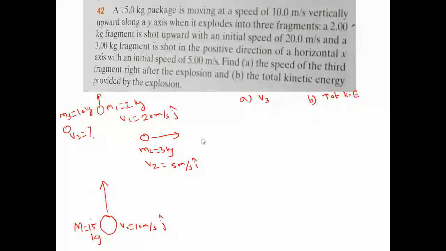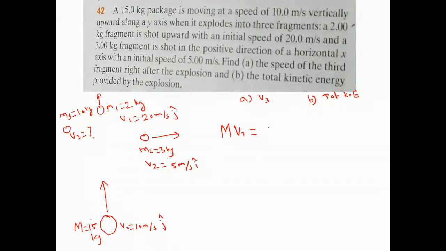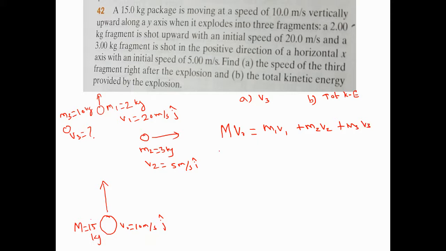First of all, I am going to apply the law of conservation of momentum for the collision. So initial momentum is equal to final momentum. What is my initial momentum? Capital M V naught, which is equal to final momentum. What is my final momentum? M1 v1 plus M2 v2 plus M3 v3. Am I right?